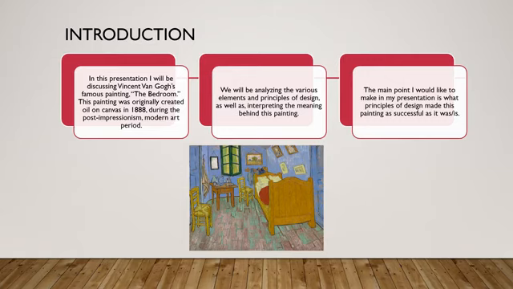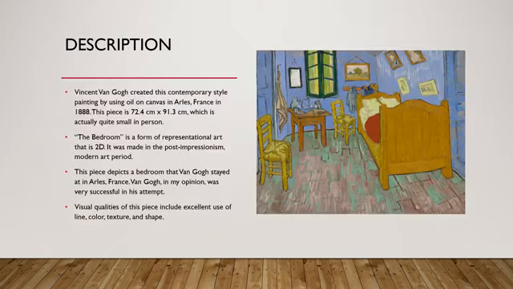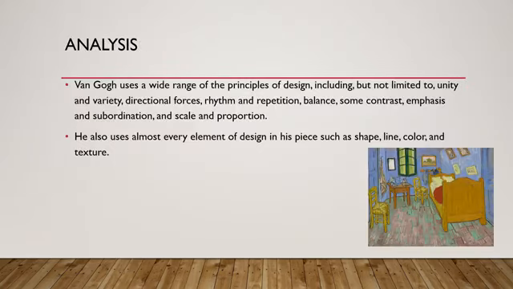Van Gogh, in my opinion, was very successful in his attempt at portraying the bedroom. Visual qualities of this piece are excellent use of line, texture, color, and shape. Van Gogh uses variety and unity in his piece with the use of the various visual elements throughout his work. Unity is created because the bed, bedside table, chairs, etc. all work together to create this bedroom.